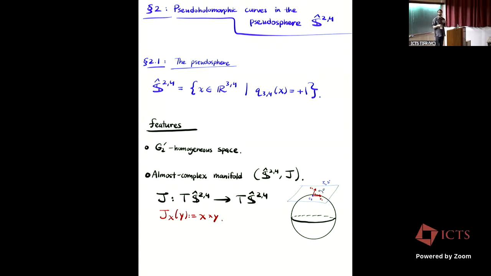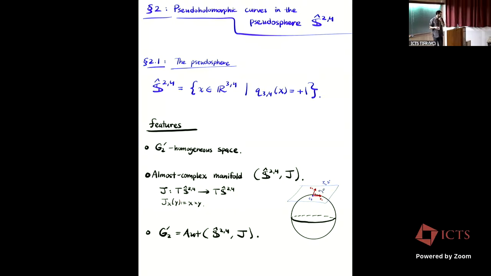Okay, it's not integrable. So now we have this almost complex manifold, the pseudosphere with this J. And from the previous properties I told you about G2 prime, what you observe is that since G2 prime preserves the signature (3,4) quadratic form, it acts by pseudo-Riemannian isometries. And since G2 prime preserves a cross product, it preserves J. So G2 prime is a subgroup of the automorphism group of the pair. But in fact, that's an equality. So if you ask for pseudo-Riemannian isometries that preserve J, that group is exactly G2 prime. So that's another characterization.